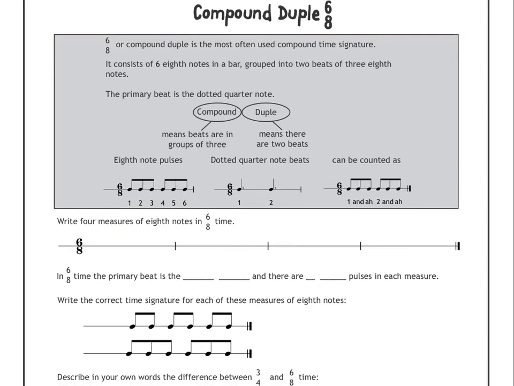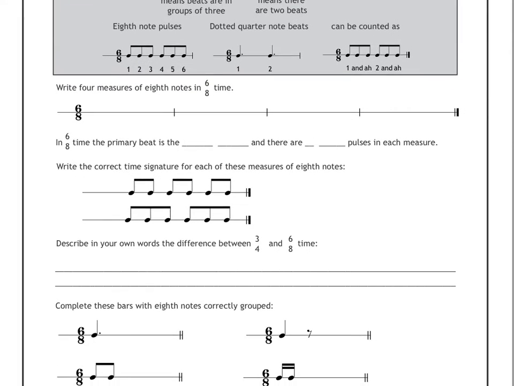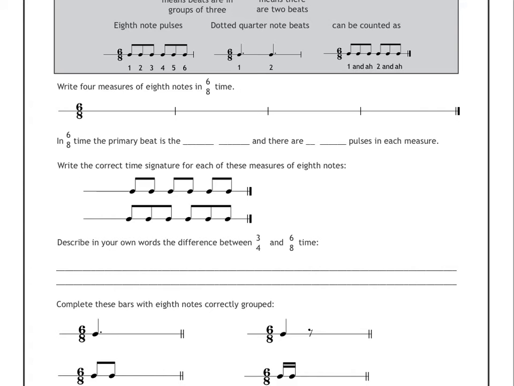All right, so getting on to the exercises down here, it says write 4 measures of eighth notes in 6/8 time. Really, all you're going to do is take this bar right here in the gray area and copy it in, making sure, of course, to group your eighth notes into triplets, into groupings of 3. Now, in the next little section, they tell you in 6/8 time, the primary beat is what? The primary beat actually is the dotted quarter note.